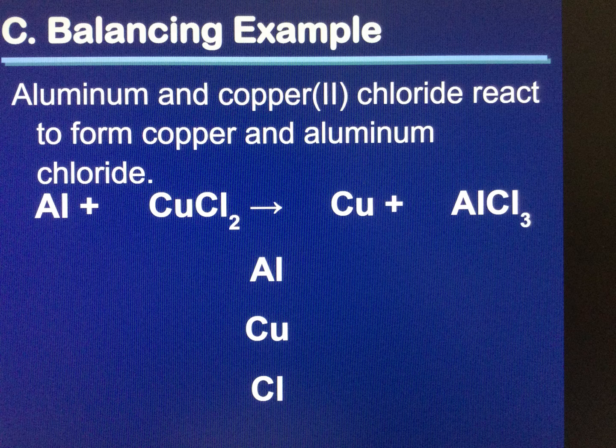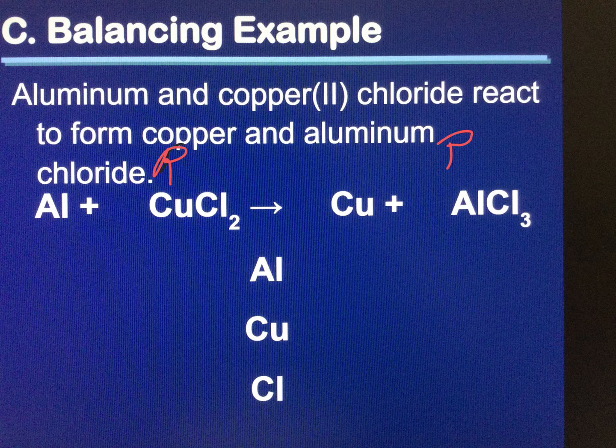So what element do you want to start with? Let's start with aluminum. Okay, how many aluminums do you have on the reactant side? Remember, this is your reactant side. And this is your product side. So how many aluminums do you have on each side? 1 and 1. You have 1 and 1. Very good.